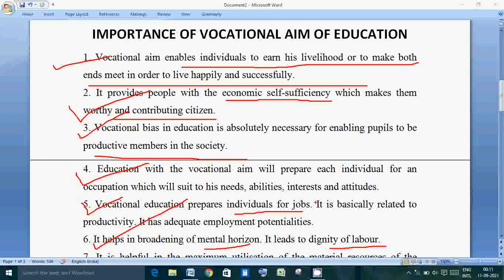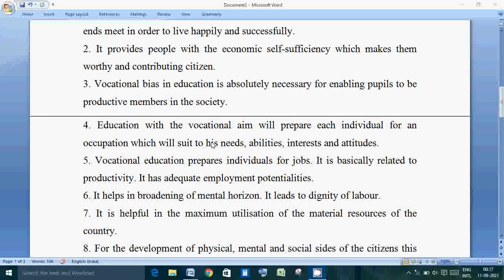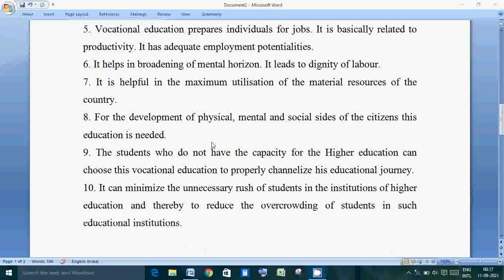Okay, now the next point, the seventh, is that it is helpful in the maximum utilization of the material resources of the country. So the vocational aim of education is mainly related to the material resources and their utilization.